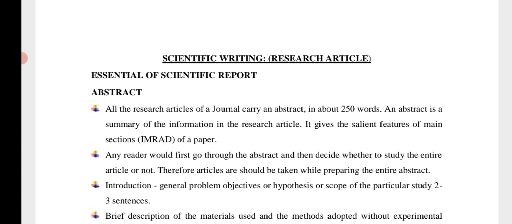Today we will discuss scientific writing of a research article: essentials of a scientific report. Abstract. All research articles of a journal carry an abstract of about 250 words. An abstract is a summary of the information in the research article.